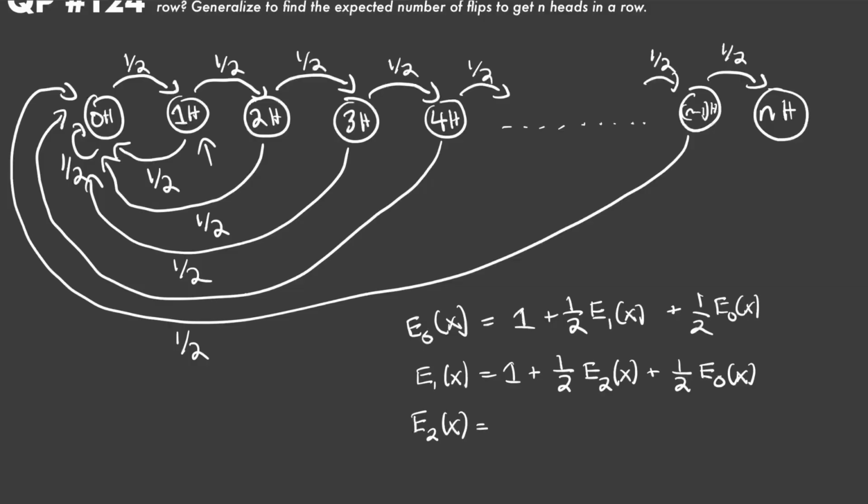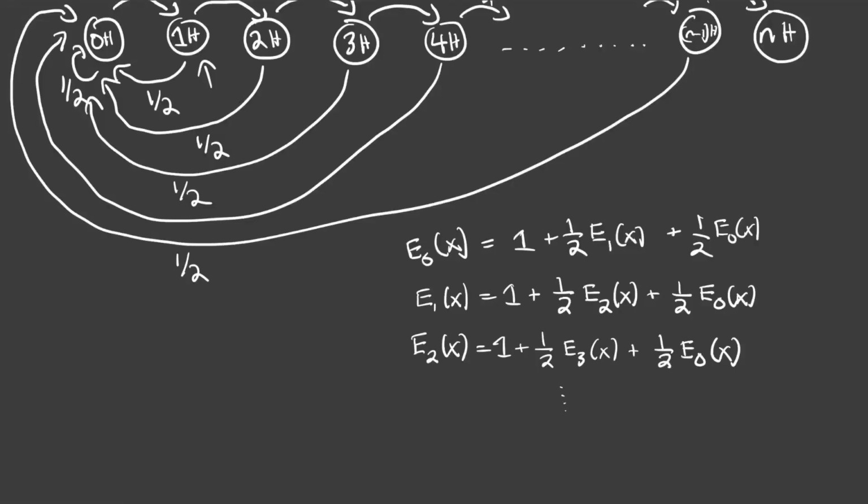I'm going to flip my coin 1 time, have a 1/2 probability of advancing a state, so 1/2 times e sub 3 of x, and a 1/2 probability of going back to my original state when I have 0 heads in a row, e sub 0 of x. Now you can see the pattern is pretty obvious. If I have e sub k of x, it's just going to be equal to 1 plus 1/2 times e sub k plus 1 of x, the probability that I advance a state, plus 1/2 times e sub 0 of x, the probability that I flip a tails and go back to the state when I have 0 heads in a row.